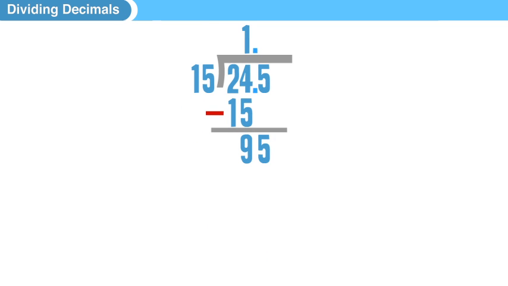Okay, so how many times does 15 go into 95, we ask ourselves. Again, we're not going to go over that particular concept now, but if you work it out, you'll get 6. So 15 times 6 is 90. 95 minus 90 is 5.